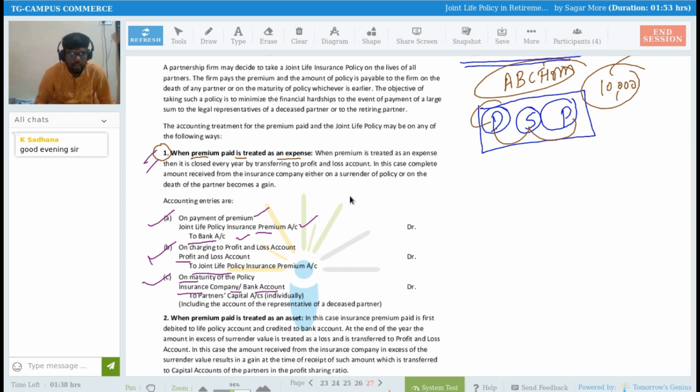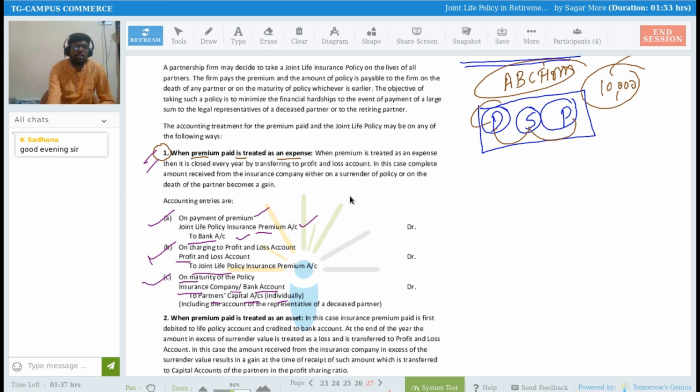The entry will be insurance company account debit or bank account debit. Why do we have to debit the insurance company account? Because sometimes the money is due but not yet received, right? So in that case, we debit the insurance company as a debtor, and we have to create partners' capital accounts individually, as per their share, whatever the profit sharing ratio may be. Accordingly, we distribute the amount by crediting the partners' capital accounts, right? So that is the first concept, when premium paid is treated as an expense.